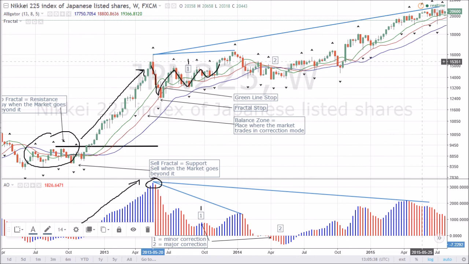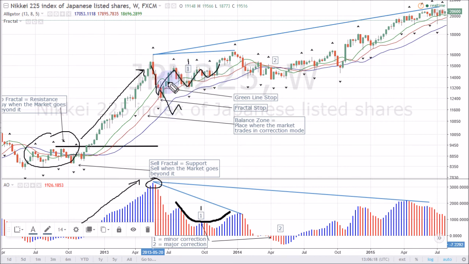If you see after an uptrend that the market is not going in the oscillator down here below the zero line, but it stays above it, like in this case, you have your correction at number one, and down here at number one, we have the oscillator retracing from the high, but it's not going below the zero line. That is a minor correction. A minor correction means that on the lower time frame, the market is actually below the balance zone, and the oscillator is also below the zero line, and you have a major correction on the smaller time frame.